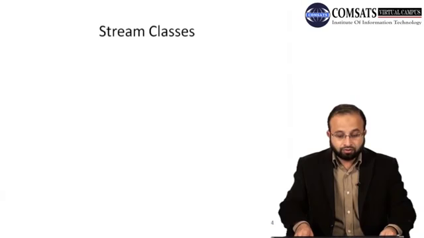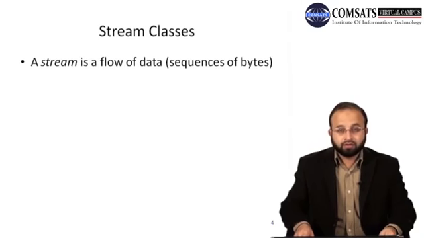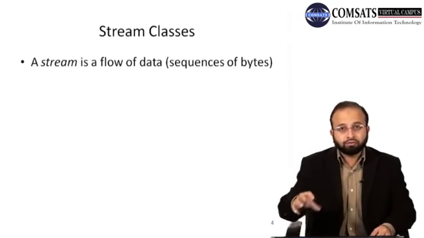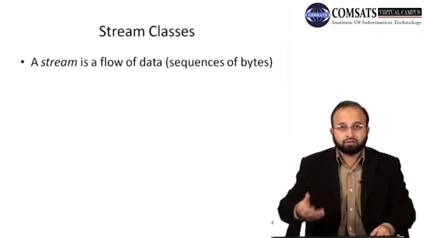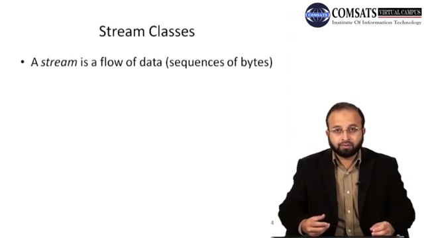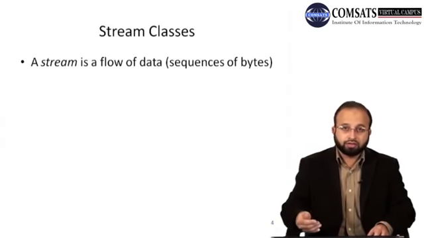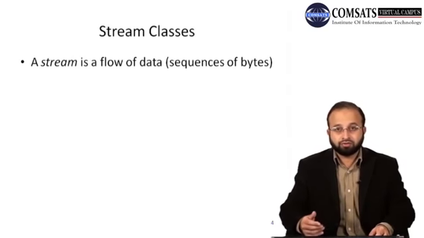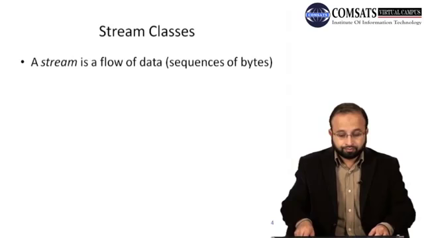Stream classes. So the question is, what is a stream? For example, you have heard about a water stream, that is the flow of water from one point to another point, right? So that is called a water stream. So a stream in computer science is a flow of data, a sequence of bytes. These bytes, or flow of data, are moving from one direction to another direction. This means from one device to another device, and that is called a stream, right?